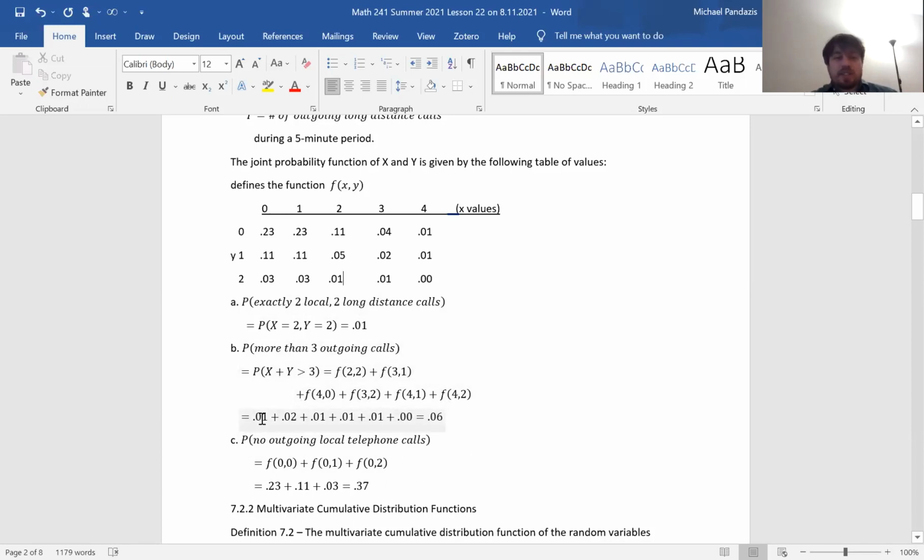So these 6 are in this order. And you add them up. The number of hundredths is 1 plus 2 plus 1 plus 1 plus 1. That's 1, 3, 4, 5, 6. So you have 6 hundredths. So that's the probability that there are more than 3 outgoing calls.